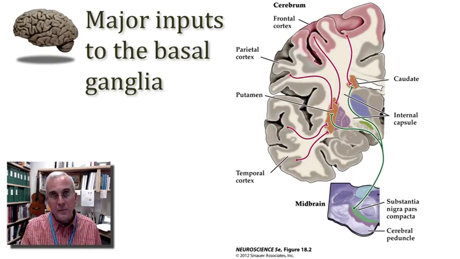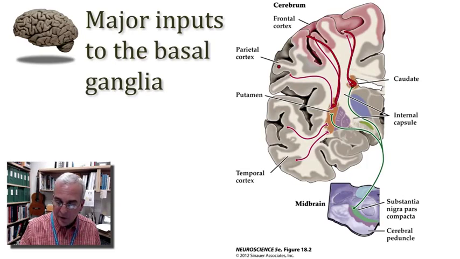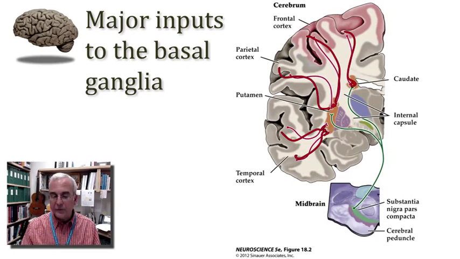So much of that input is derived from the telencephalon, from the cortex. So we see numerous projections from the cerebral cortex into the striatum, which is the caudate nucleus and the putamen. So all of this cortical input's converging at the level of the striatum.